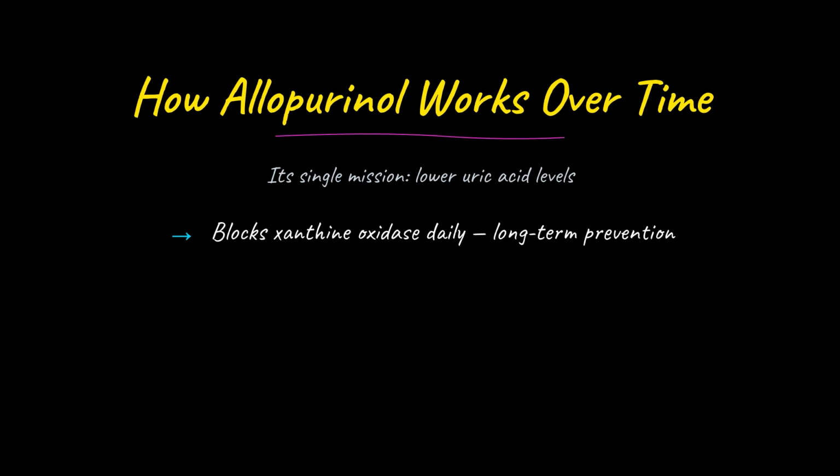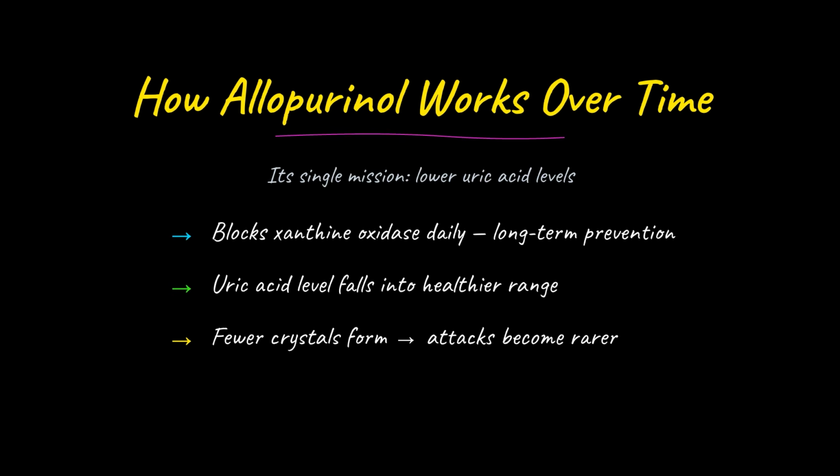When uric acid builds beyond what the blood can hold, it crystallizes inside joints. Those sharp crystals are what trigger the sudden, intense pain and swelling of a gout attack. Allopurinol works slowly over weeks and months. It is taken every day to keep uric acid suppressed, not to stop an attack already in progress.